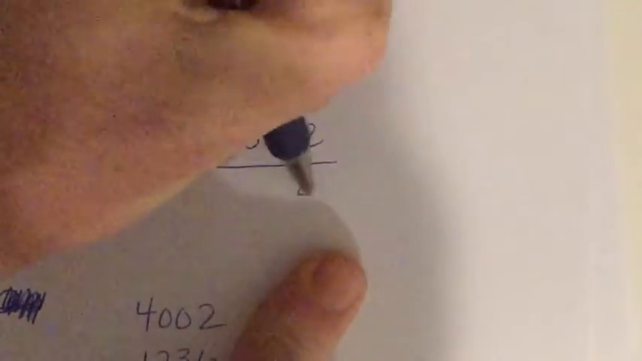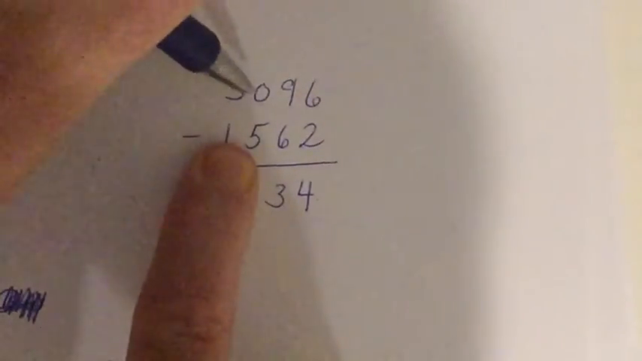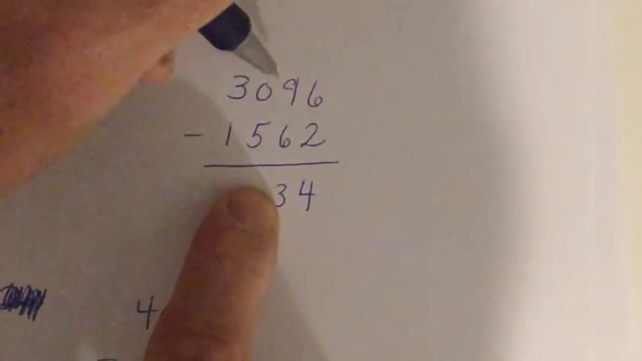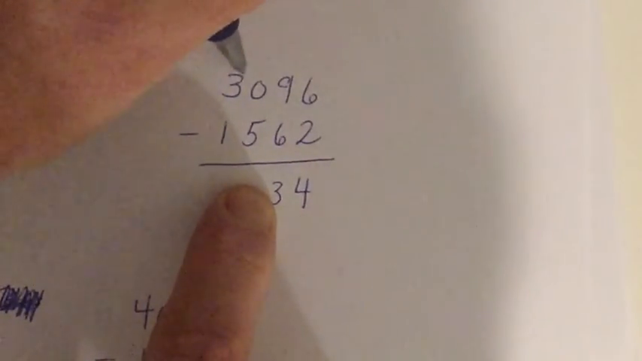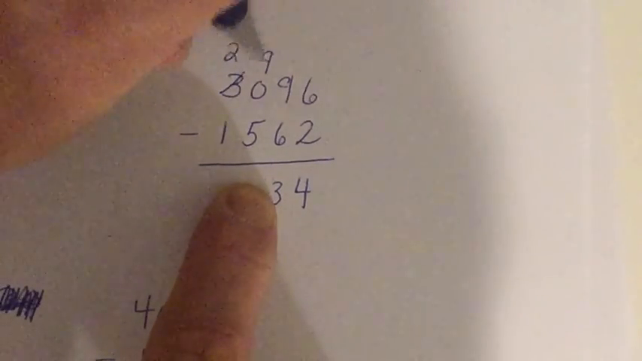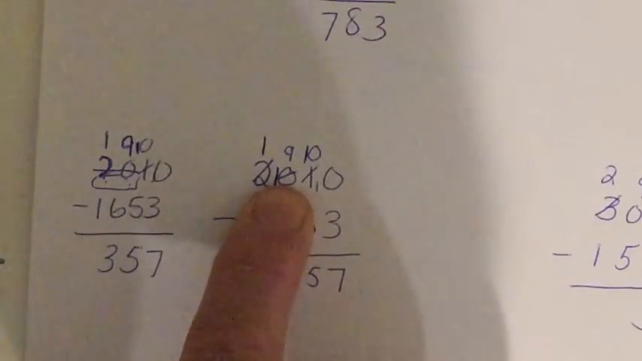So here's an example. 6 minus 2 is 4. 9 minus 6 is 3. Here I'm at the 0. 0 minus 5 I can't do. I got to borrow from here. What's happening sometimes is they're borrowing from that, and they're just putting a 9 here, which is wrong because they're used to putting 9s when we run into this situation.